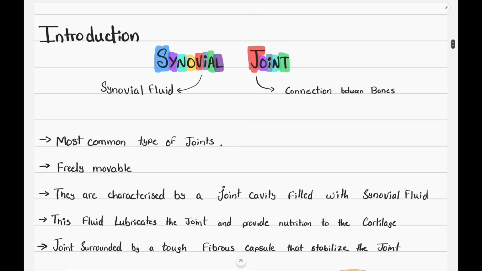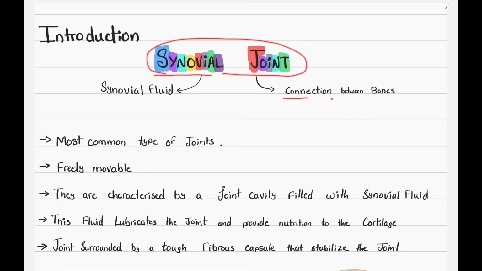So starting with the introduction of the topic, and starting with the name itself. What does the name synovial joint actually mean? In the old days, old anatomists, when they dissected a joint, found a fluid inside the joint, and they named that fluid synovial fluid. And the joint in which they found that fluid, they named a synovial joint.